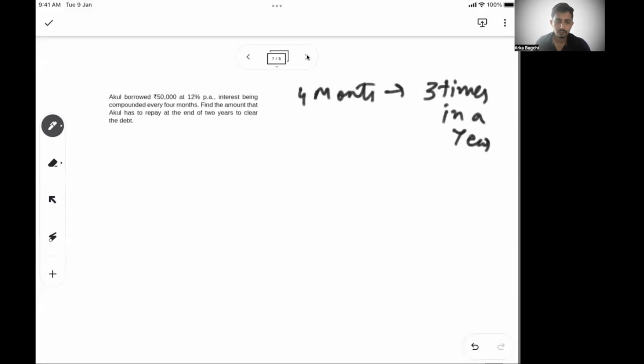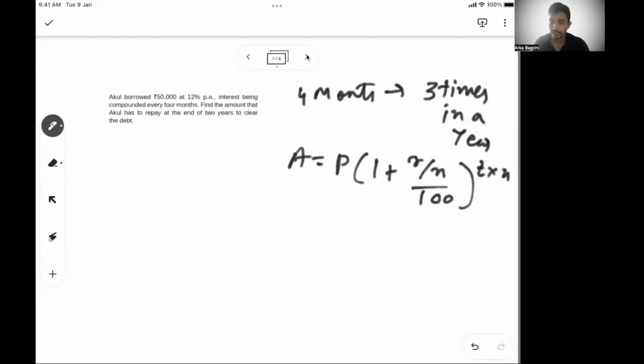So, the amount is to clear the debt. Basically, if you remember the formula, Amount = P into (1 + R/N)^(N*T), where N means the number of times it is getting compounded in a year, divided by 100, and T means the number of years. So that is when the compound interest happens not annually but at a different frequency. In annual compounding, N becomes 1. That means compounding happens only once.